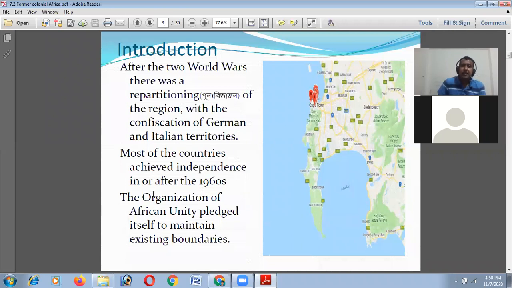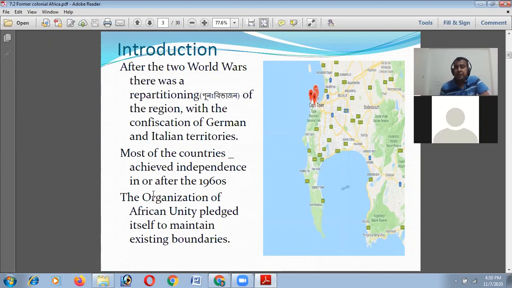Most of the countries achieved independence in or after the 1960s. So from 1945, Germany and Italy declined in power because of losing the Second World War. But after the 1960s, all the nations living on the African continent got independence.